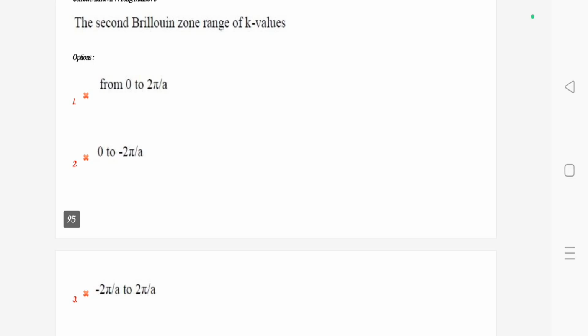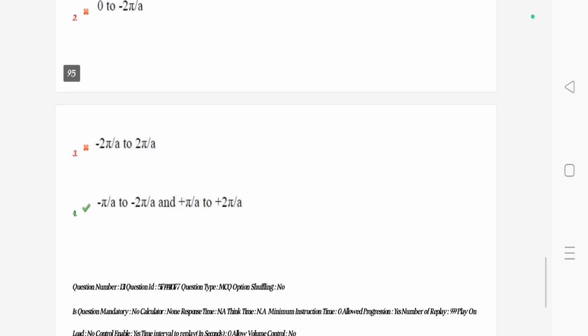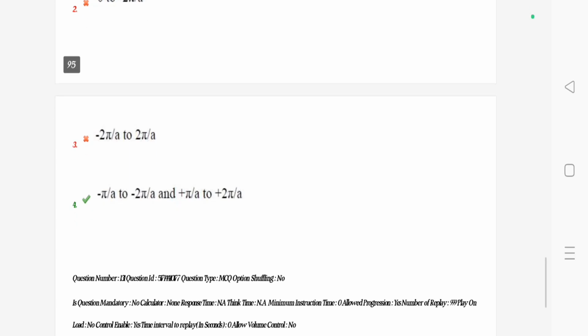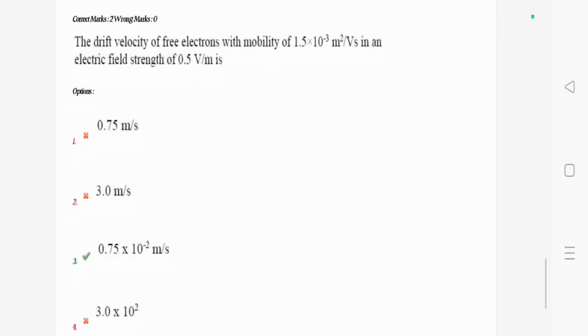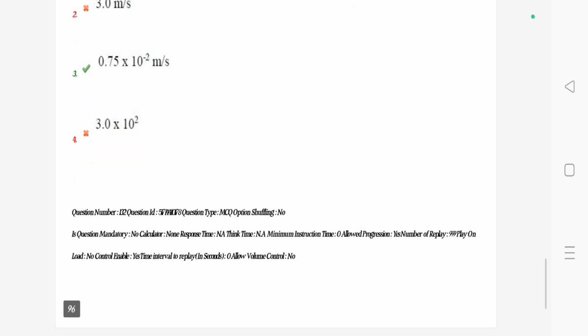Brillouin zone range of K values: minus pi by A to minus 2 pi by A and plus pi by A to plus 2 pi by A. This I explained in the video. The drift velocity of electrons with mobility 1.5 into 10 to the power of minus 3 meter square per volt second in an electric field strength of 0.5 volt per meter is 0.75 into 10 to the power of minus 3 meter per second.